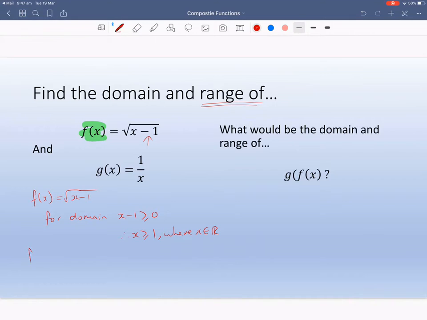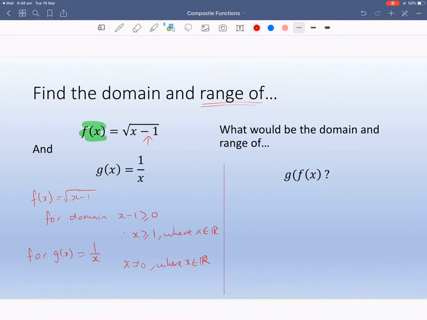For g of x, which equals 1 over x, x can't be equal to 0. So x is not equal to 0 where x belongs to the real number plane. Okay, so we know the domain of both these things, but we know that we can't have x equals 0 at the bottom of the fraction, because the Cookie Monster gets upset. Actually, we'll break maths if we do that. So really, really important that we don't do that.